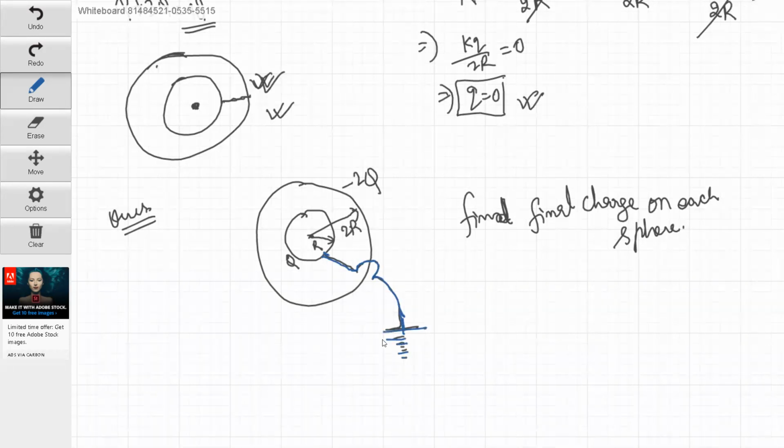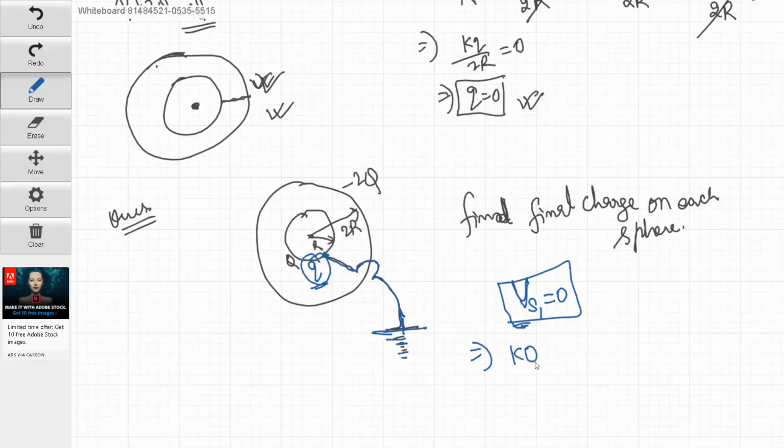Sphere one is being earthed. So suppose the charge on sphere one becomes equal to a small q. So basically, what is the logic of earthing? The potential of sphere one will become equal to zero. Is this all right? So what is the potential of sphere one? That is due to this sphere itself, equal to kq divided by capital R.